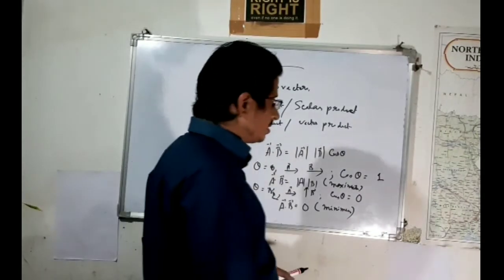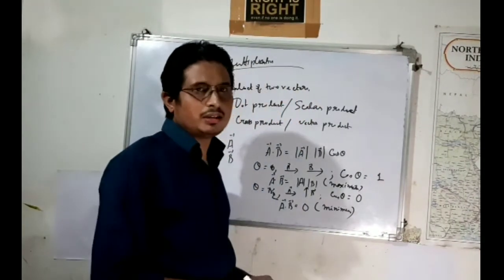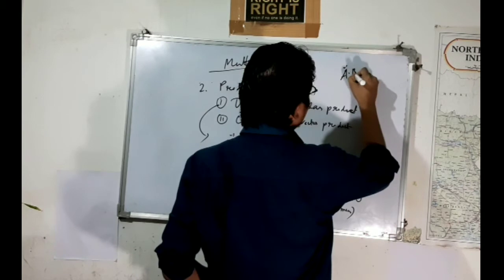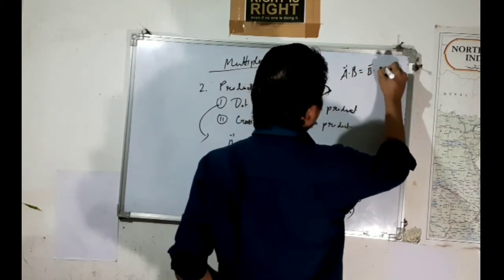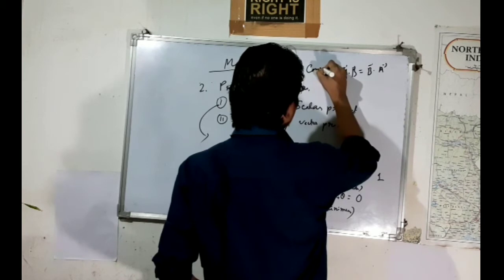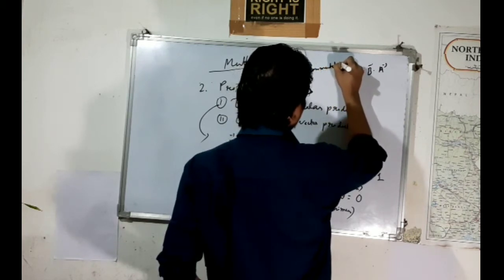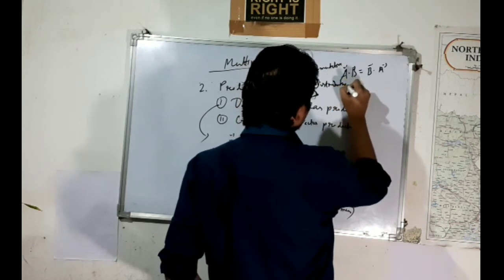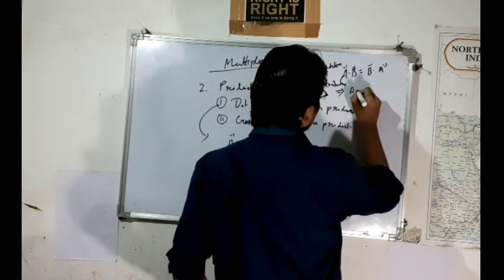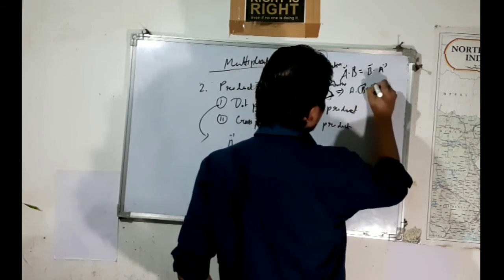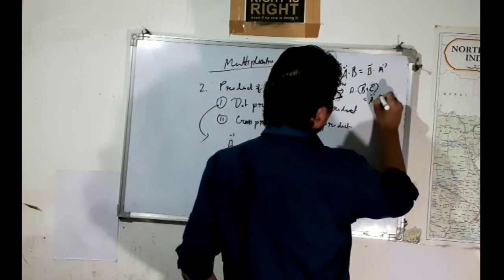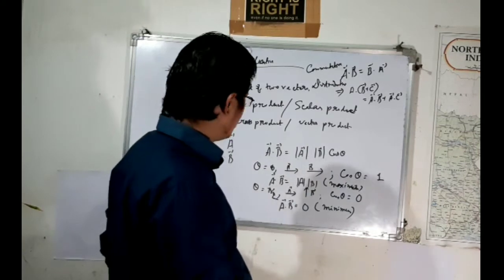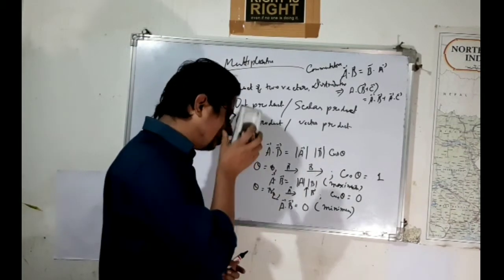The vector dot product holds the commutative as well as the distributive property. That means A dot B is equal to B dot A, commutative. And distributive. Distributive means A dot (B plus C) equals A dot B plus A dot C. So these two properties hold in dot products, or scalar products.